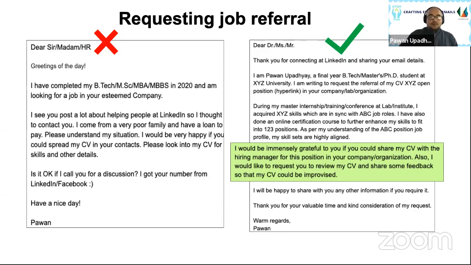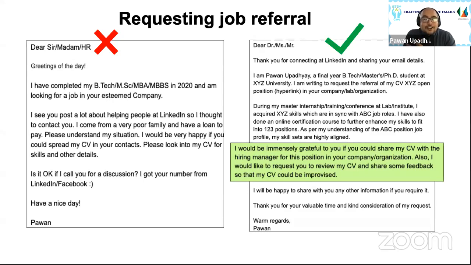Yeah, thank you, Rasika. One important point I want to add: you may not know, but working in industry, most of us know that a job referral is not free. If I refer a job to the HR in my company or organization, I get paid for it. I get a bonus if you are hired.